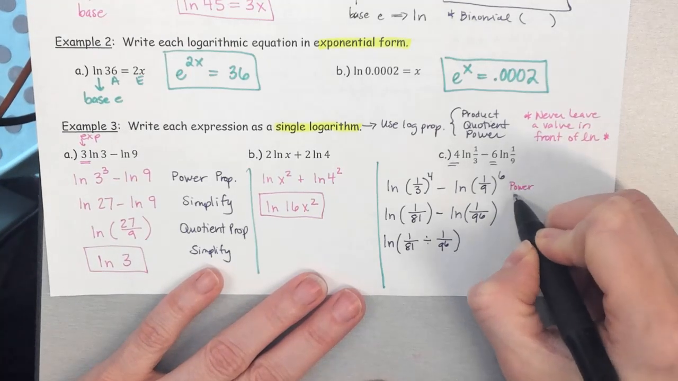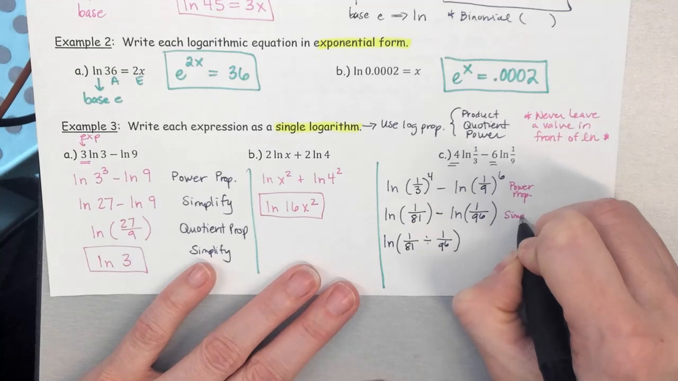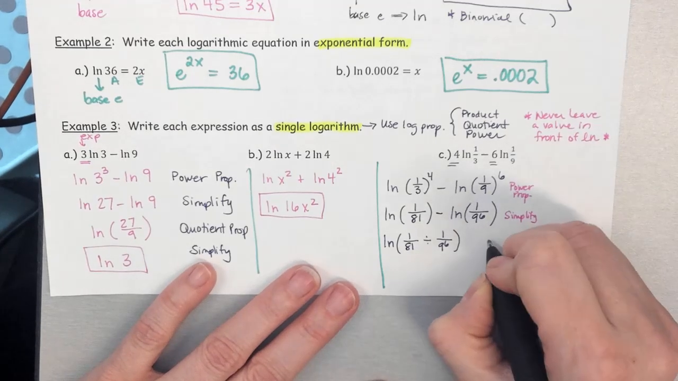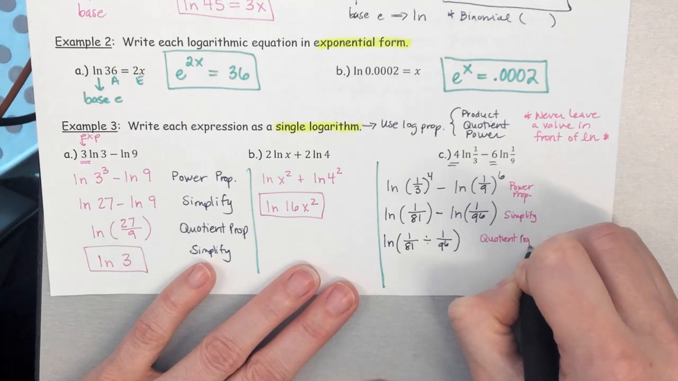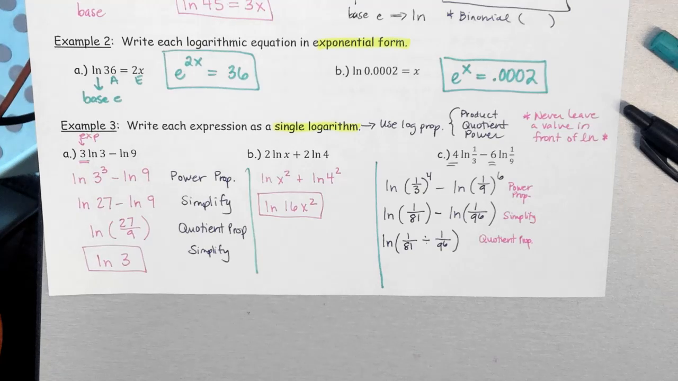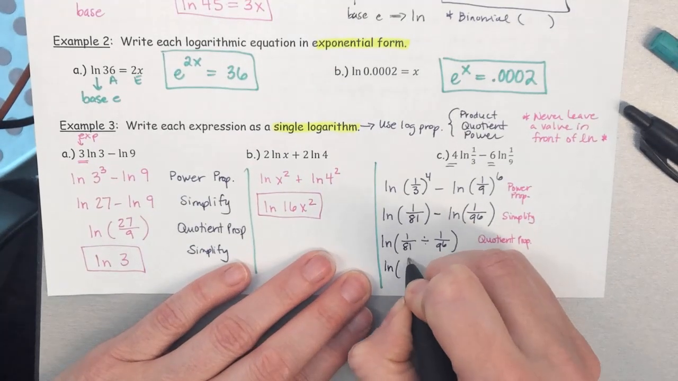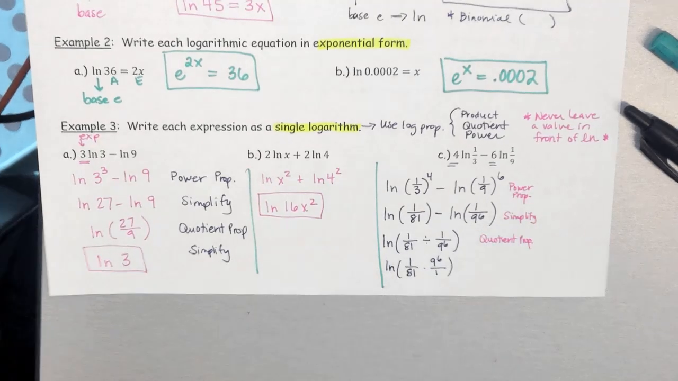Okay, so we did the power property. We simplified. And now we're going to use the quotient property. Now the reason I wrote it like this is because when you have fractions, you guys remember when you're dividing fractions, what's your rule? Keep, change, flip, right? So you have 1 over 81 multiplied by 9^6 over 1.